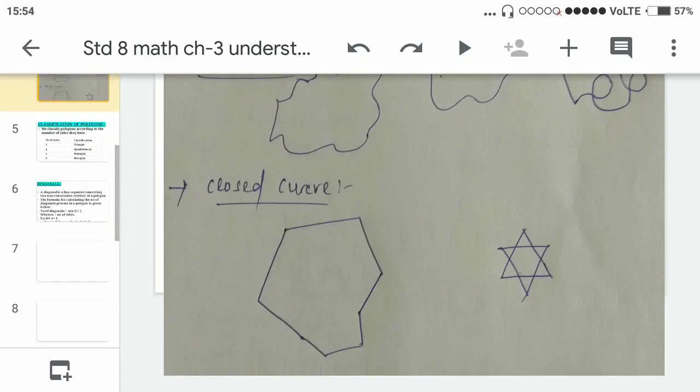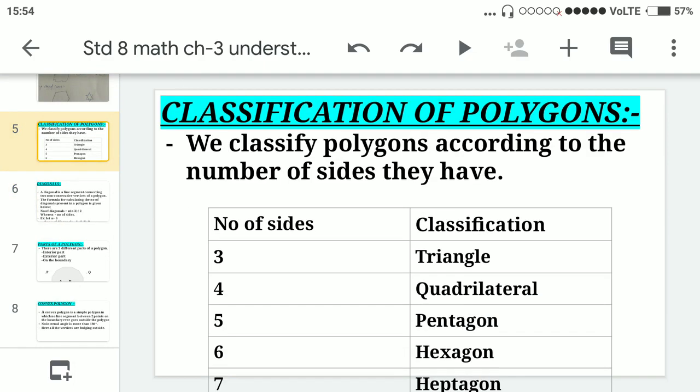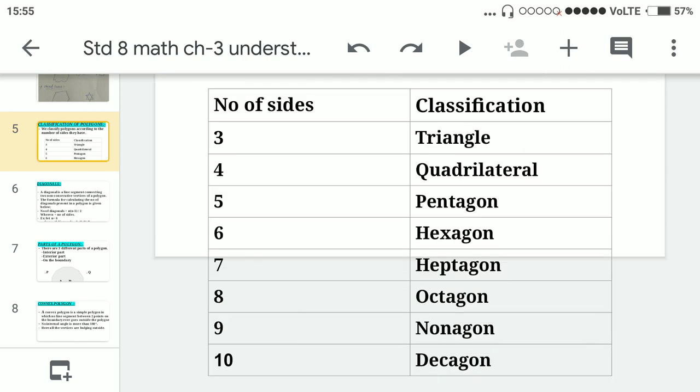Okay. Then there is the classification of polygons. According to the number of sides, we classify polygons into different names. If a polygon has 3 sides, it is known as a triangle. If it is 4, then quadrilateral. If it is 5, then pentagon. Like 6 hexagon, 7 heptagon, 8 octagon, 9 nonagon, 10 decagon. These are the names for polygons with those sides. Besides these there are many other names, but for your class up to 10 you should remember these, no need to go further.